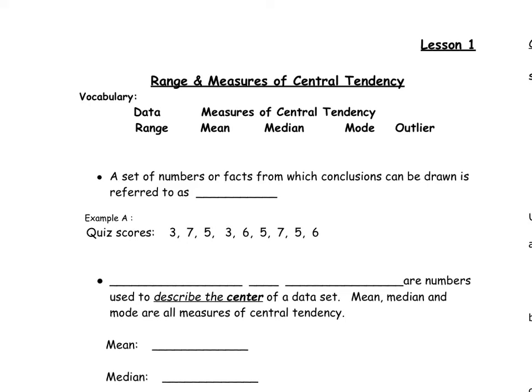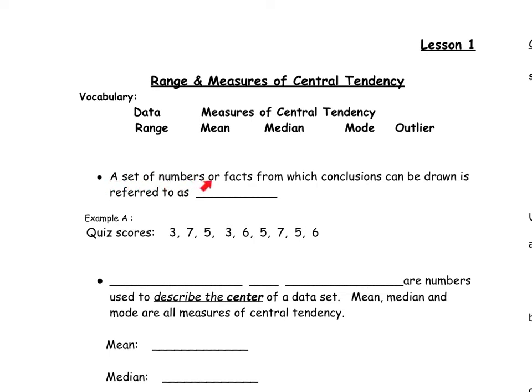Hello, welcome to our first lesson in our new unit. Today's lesson is going to focus on range and measures of central tendency. You're going to notice there's a vocabulary bank. Today we're going to define the first four: data, measures of central tendency, range, and mean. So we're going to try to accomplish lesson 1 and lesson 2. We're going to work with these definitions, and then we're going to work with the numbers to see what they look like. So let's get started.